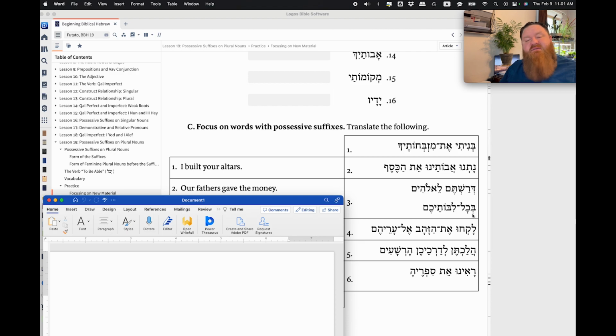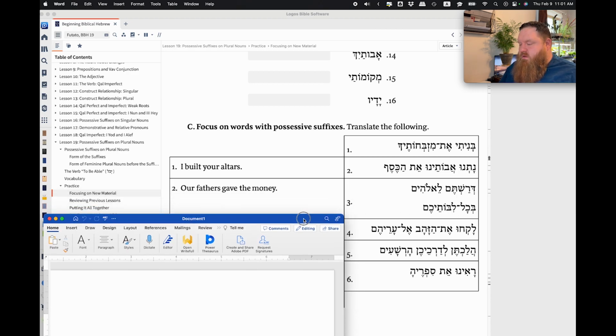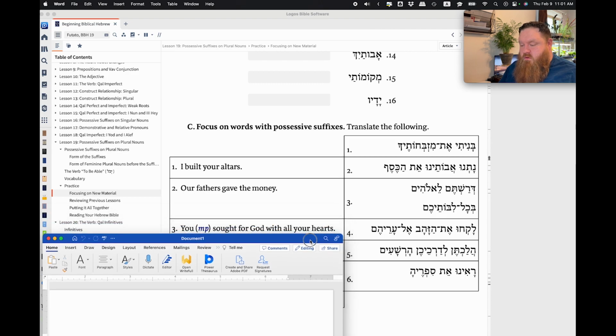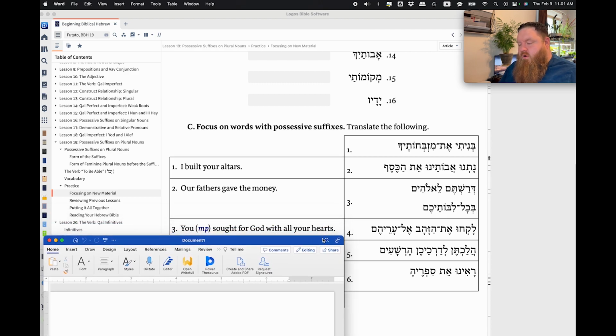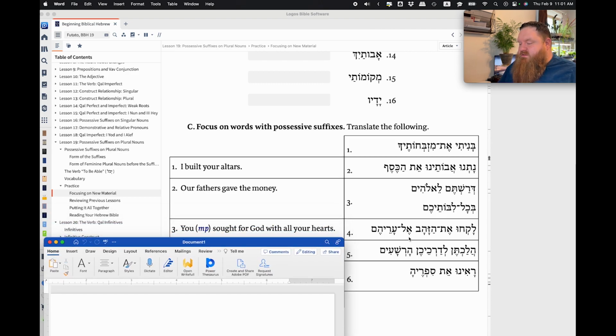Most likely the bait here is instrumental, or we could call it manner. It's not that you used all of your hearts as an instrument. This is describing the manner in which you sought God. The manner in which you sought God was a manner with all of your heart. All right, so you all sought for God with all of your hearts. Again, hearts is plural. You sought for God with all your hearts. There you go. All right, let's look at number 4 here.